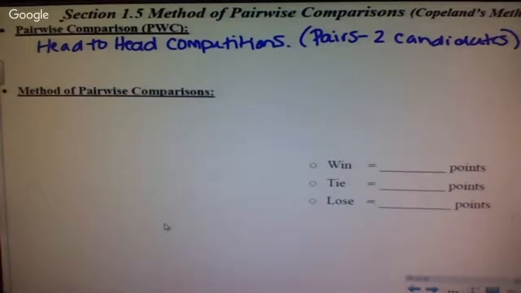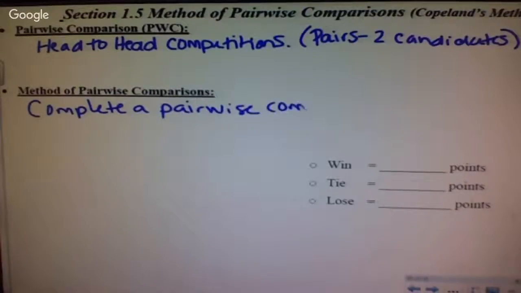So this is probably the one that will take the longest out of all 4 of the methods that you've learned in this chapter. Okay. So when we complete this method, we complete a pairwise comparison. Points are awarded to the winner.